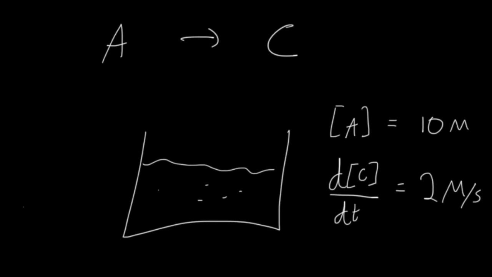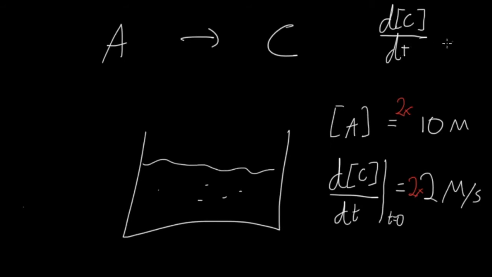Then if we doubled the concentration of A, so this is at a given point in time, let's just write that out, at say t equals 0. If we doubled the concentration of A, we would double the rate of reaction at that given time as well. Or in other words, dC by dt is directly proportional to A.